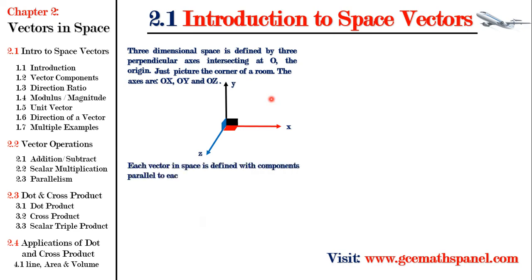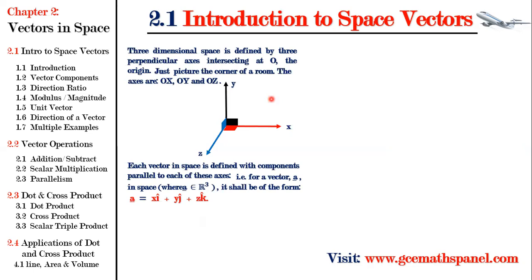Each vector in space is defined with components that are parallel to each of these axes. For example, vector A in space, where A is an element of the set of space, that is R to the power 3, it shall be of the form A equals xi plus yj plus zk. That is a space vector. Space vector means three components.